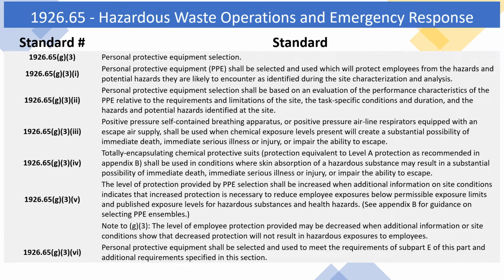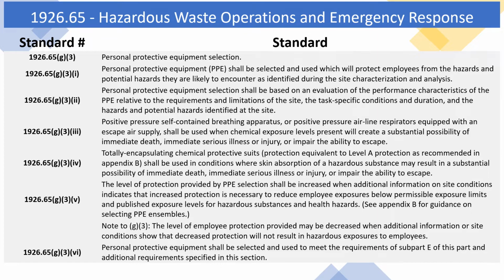1926.65 G3 3. Positive pressure self-contained breathing apparatus, or positive pressure airline respirators equipped with an escape air supply, shall be used when chemical exposure levels present will create a substantial possibility of immediate death, immediate serious illness or injury, or impair the ability to escape.